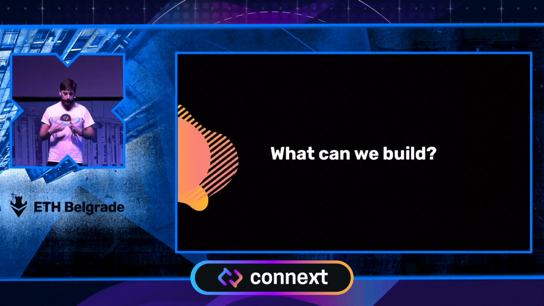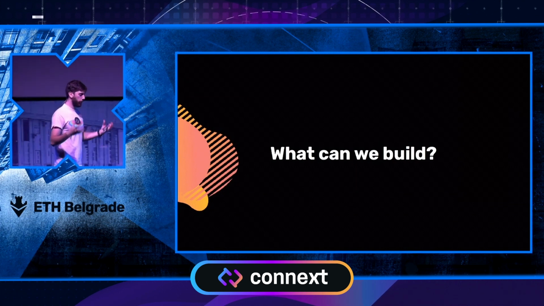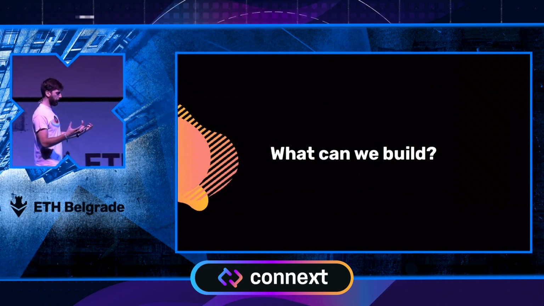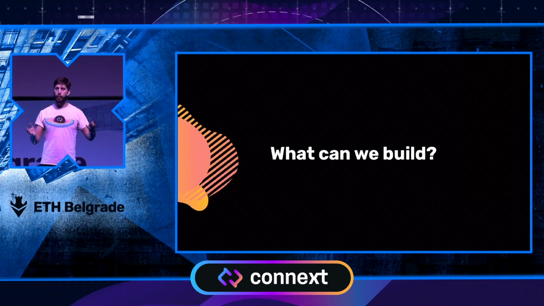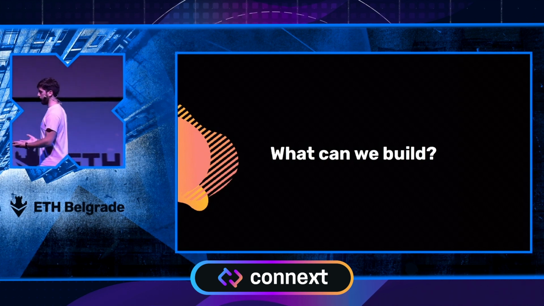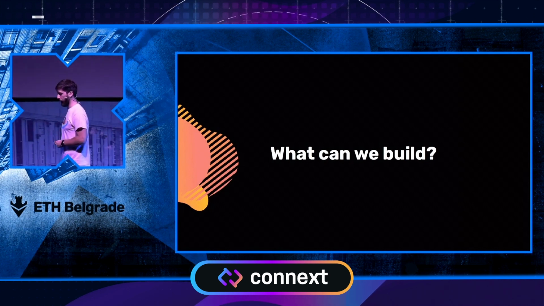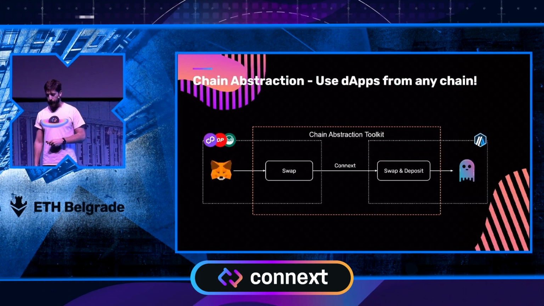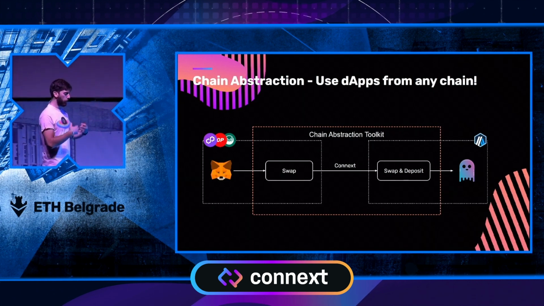And so this unlocks really like a universe of possibilities. We really started to scratch the surface of what can be built. But I'm going to showcase some examples of things that are being built, and hopefully inspire more innovation and more things that you guys will actually develop. The first use case, as I mentioned, is what we call chain abstraction.